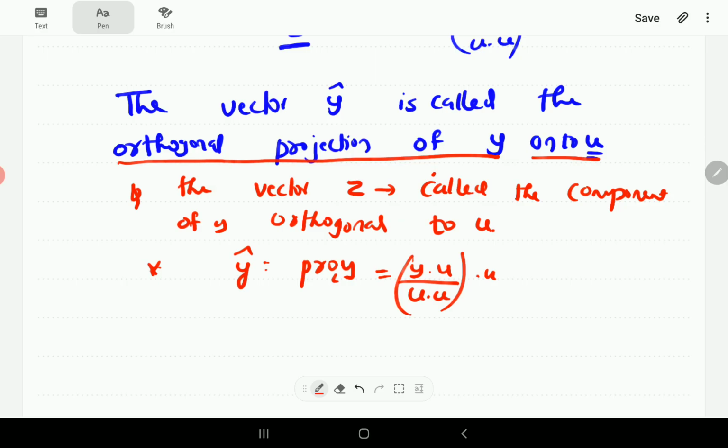So the projection of y onto, we read it as projection of y onto the line L. Okay, this is the projection of y onto L. So we also can read this way, or also we can write it as y cap. So this is the basic idea of projection.